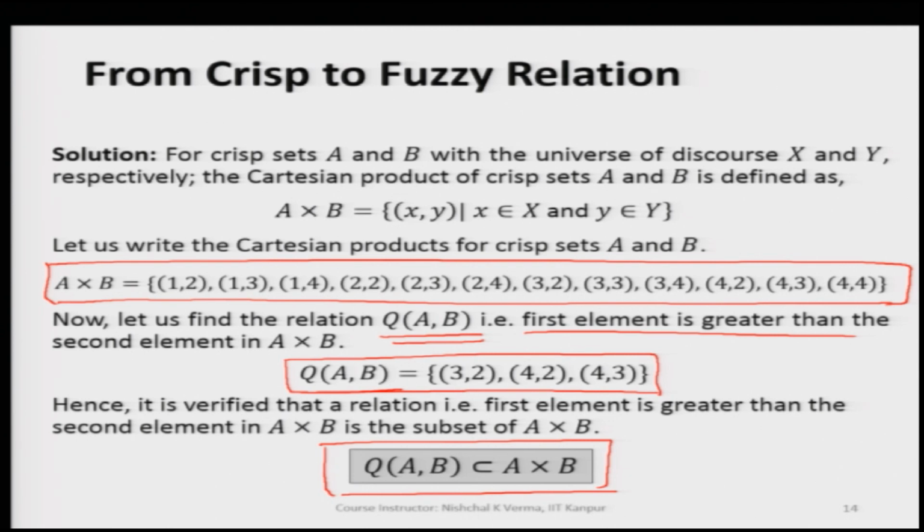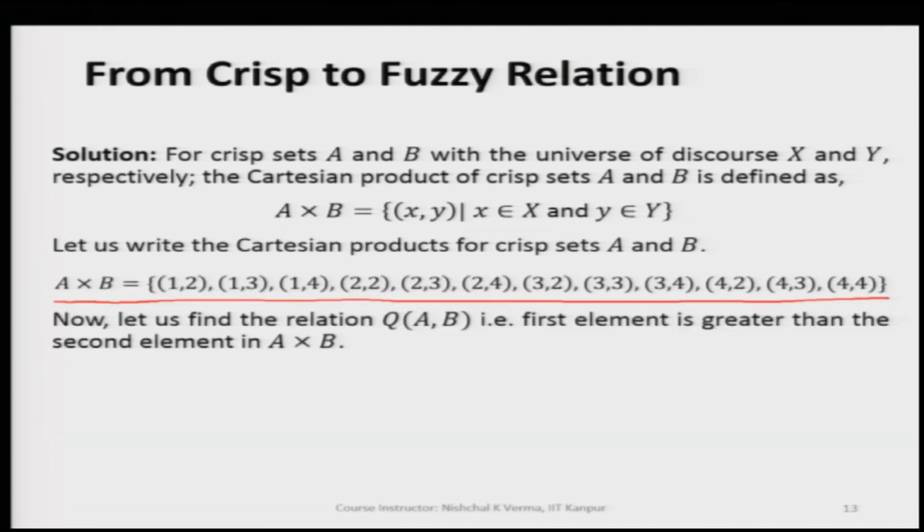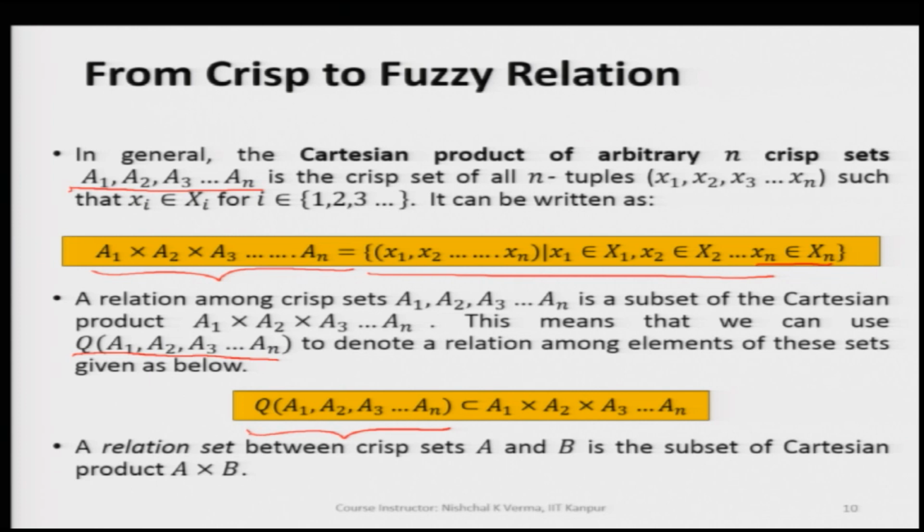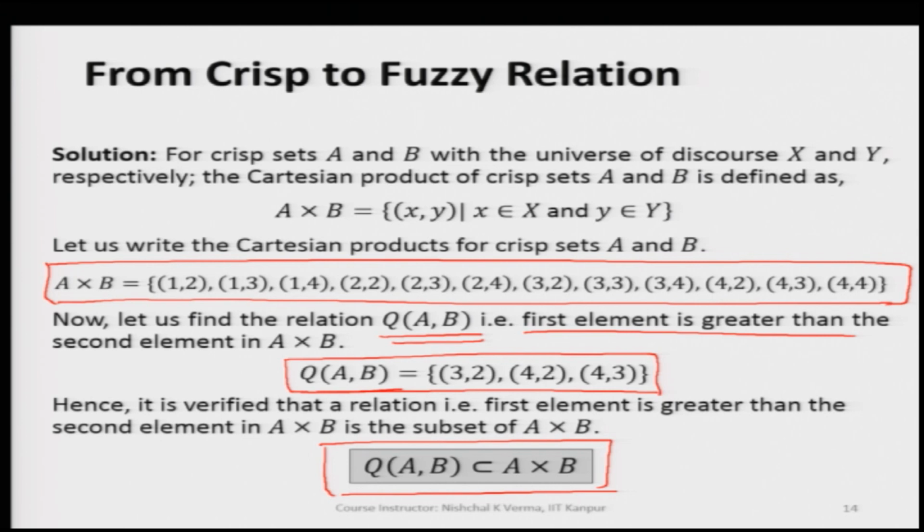This way, the statement that I made in the previous slide holds: the relation set is always a subset of the Cartesian product of the sets. Or in other words, the relation set between A and B, in this case, is a subset of the Cartesian product of set A and B.